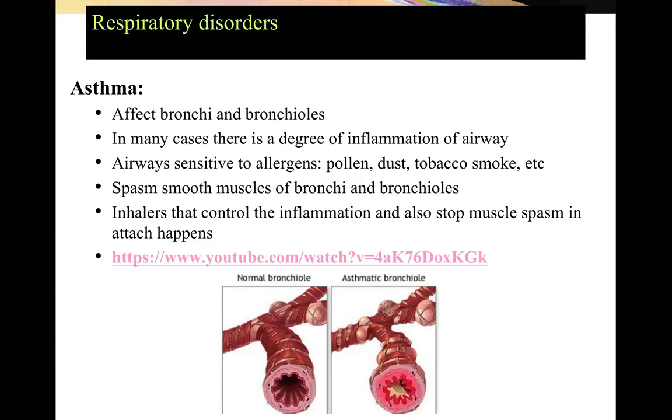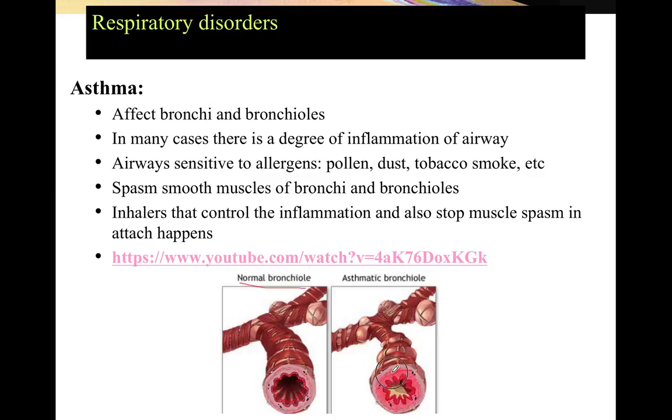Asthma is another typical respiratory disorder. It targets the bronchi and bronchioles, so basically the branching of the bronchial tree. What happens in these individuals is that you have a tissue that is basically inflamed. So if you take a look and compare, this is a normal healthy bronchi. You have a very open passageway, right? Air can easily get in and out.